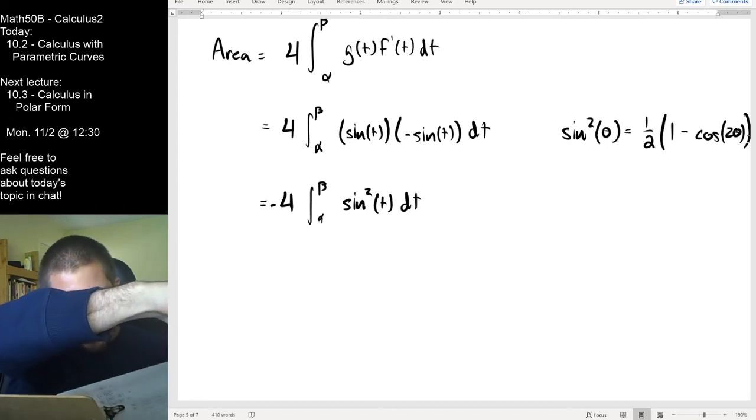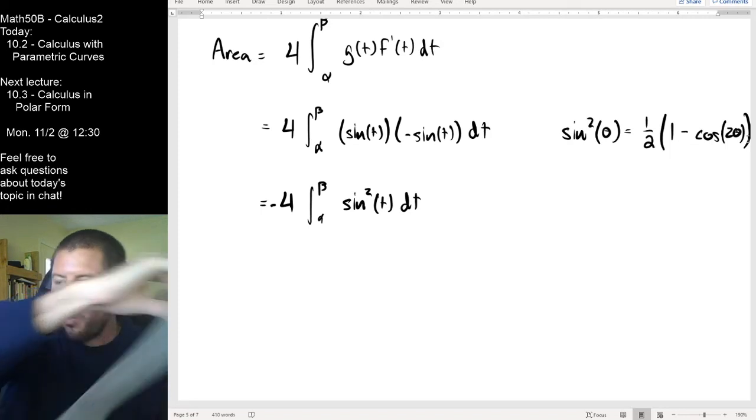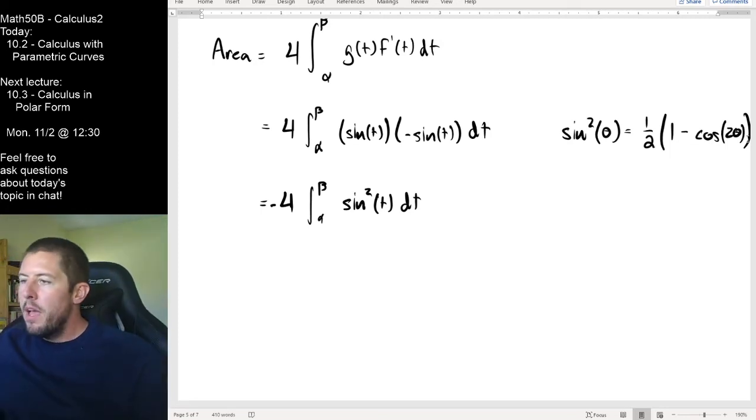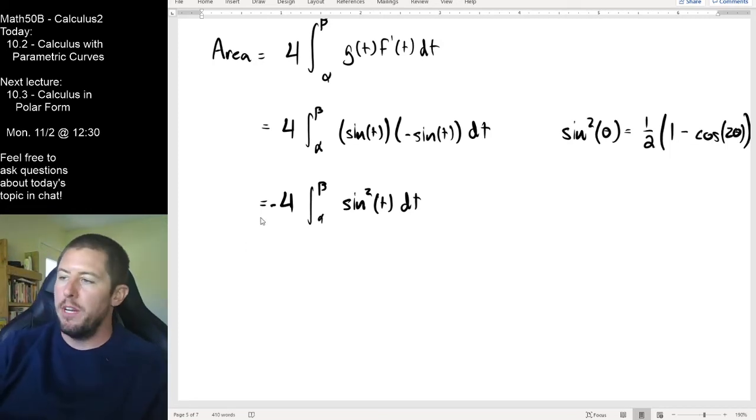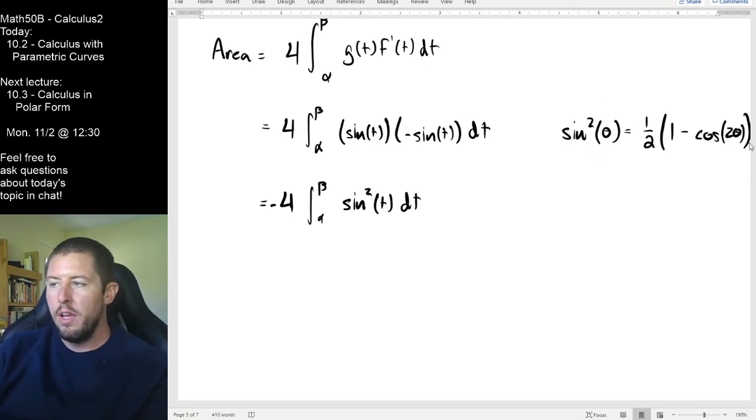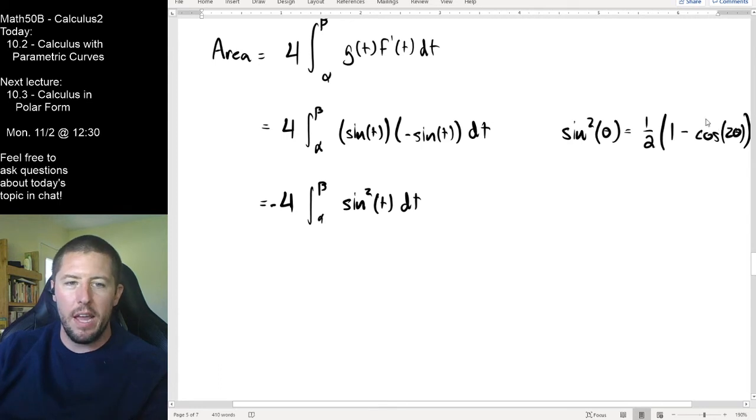Where the heck did my problem go? Yeah, 1 minus cosine 2 theta, right? So that's going to be the substitution that I'm going to use here. This is going to get us from a squared thing that we can't handle because it requires chain rule, to a chain rule that we can handle right there, right? It's just a constant multiple of 2.